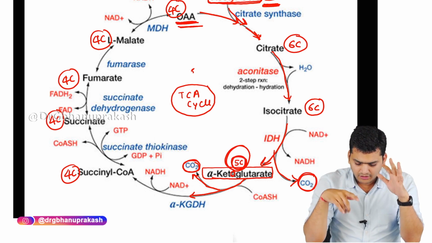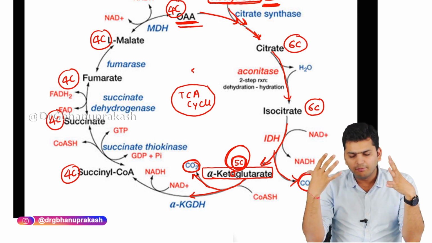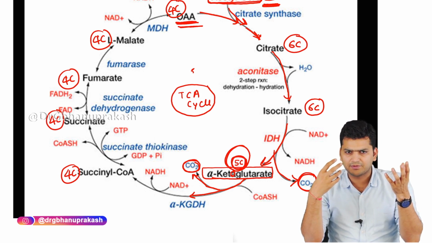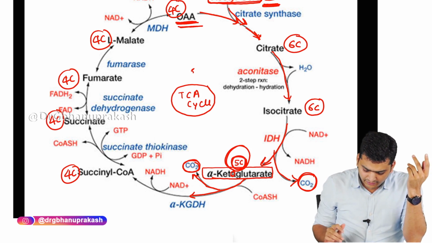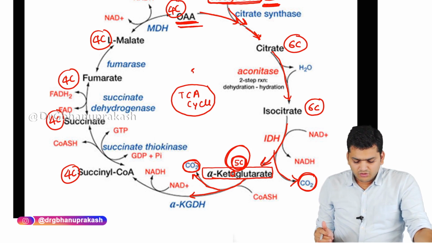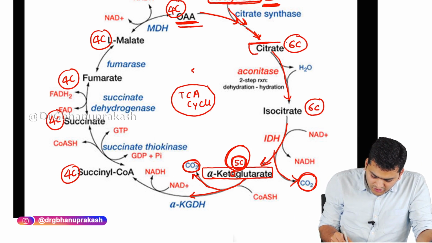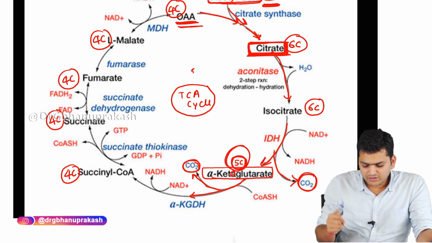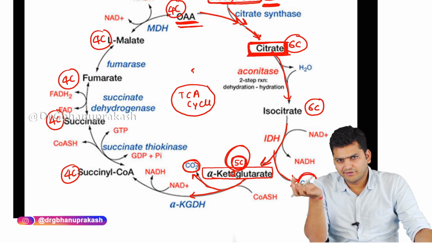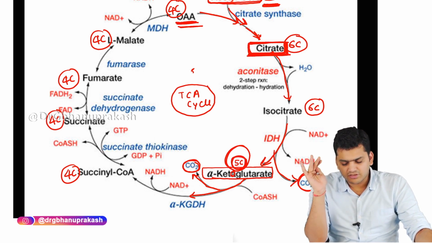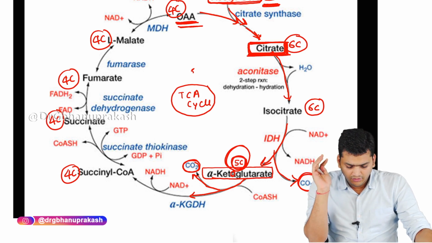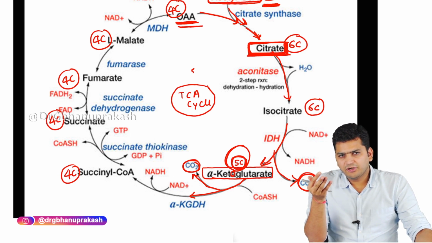This is one point. Now let's see how we are going to remember the various intermediates of the Krebs cycle. So if I ask you, just answer this question: citrate is the first product of the Krebs cycle or the first substrate? What you will say? Yes, it is the first product.